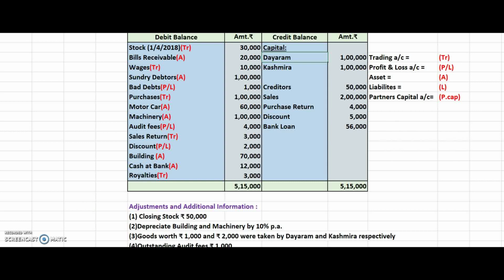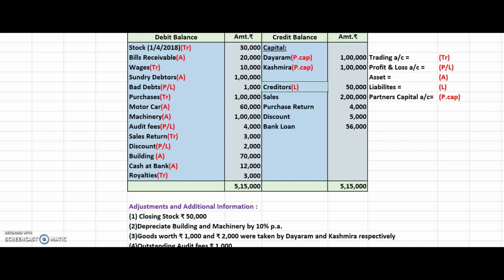Capital means owner's money, and everything connected to owners, partners, will be transferred to partners capital account. Therefore, Dayaram's capital will go to partners capital, and Kashmira's capital will also go to partners capital. The next item that we have is creditors. What does creditors mean? People that we have promised to pay, payable, कि कल आना और तुम्हारा पैसा लेकर जाना, तो कल payable है, future payable, that is called a liability. Therefore, the marking is liabilities.